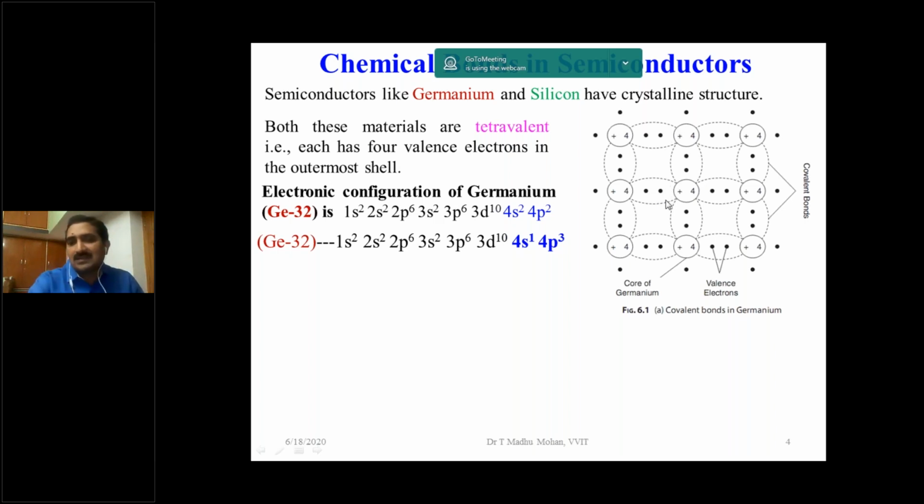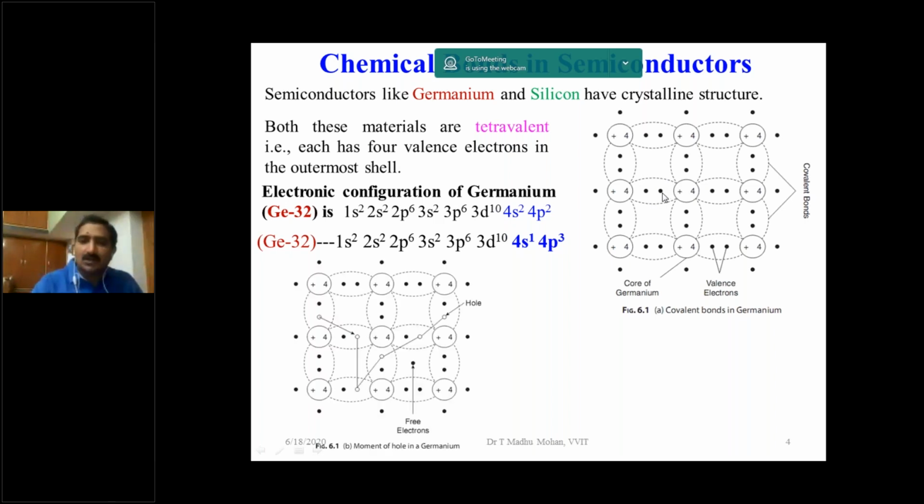In the last class we studied that the valency band is full of valency electrons, and the conduction band is empty. There are no free electrons available in the conduction band. This electron becomes free from the covalent bond due to energy, generally thermal energy. Due to the thermal energy, the bond breaks. The electron escapes from the covalent bond and leaves an empty site. That empty site is called a hole.